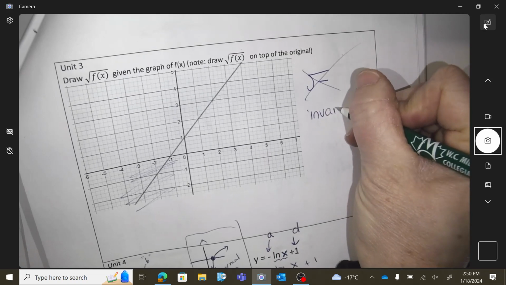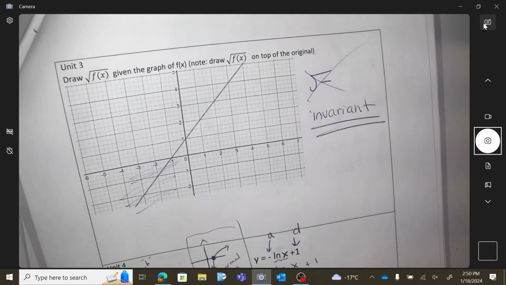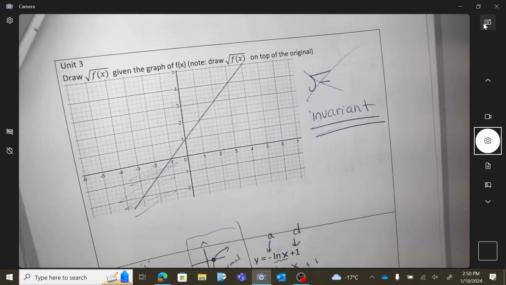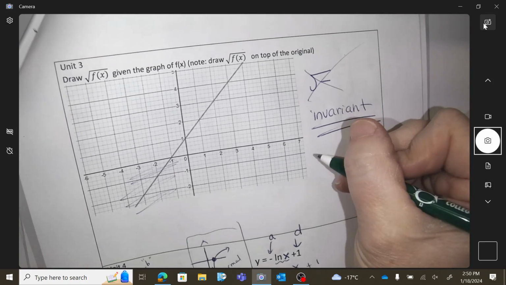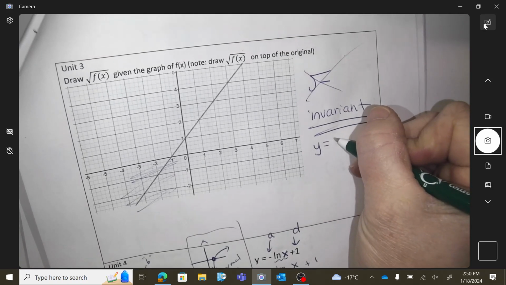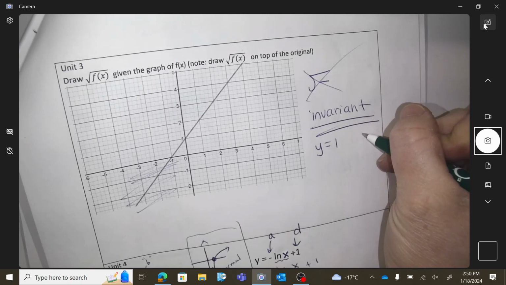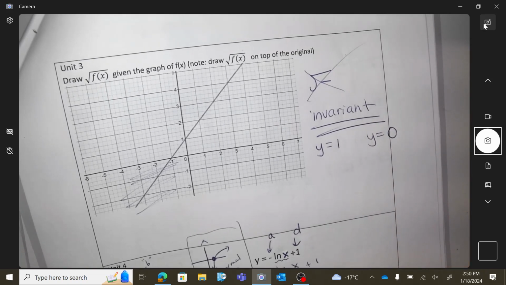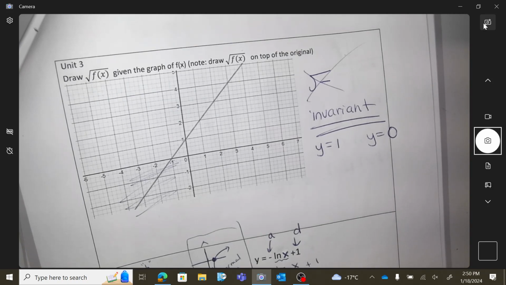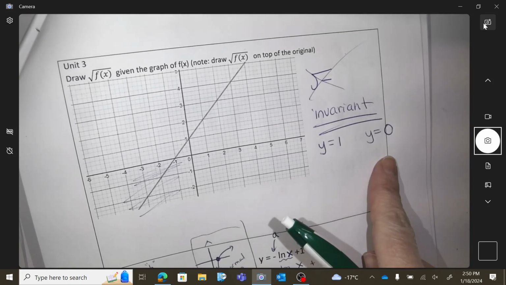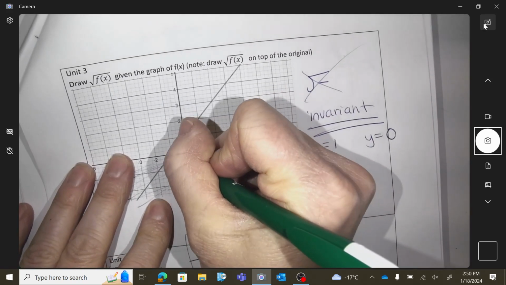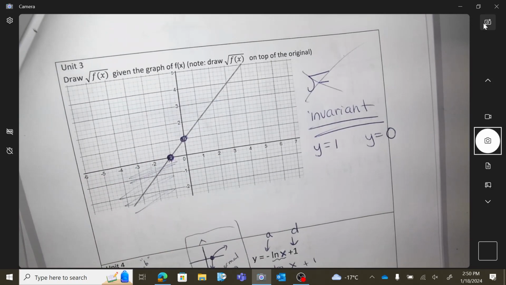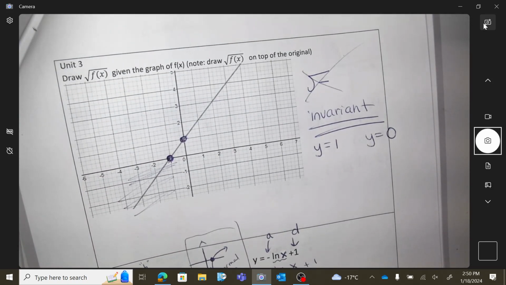There's some points that are invariant, so you better know how to apply that. What would you be looking for with an invariant? Where y is 1, what else? Or 0. So there might be an application question to find the coordinate that's invariant, and they might give you an equation. That means you're plugging those in. On this graph, that's what I know on the graph. Those are invariant.